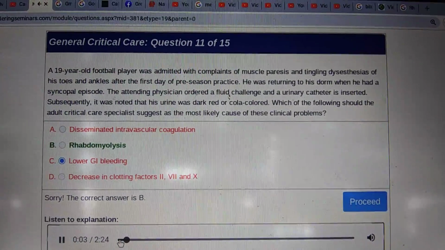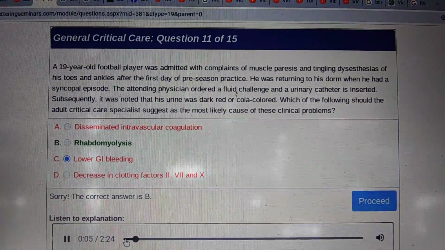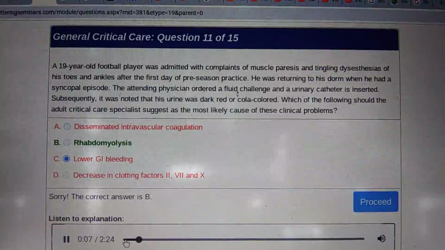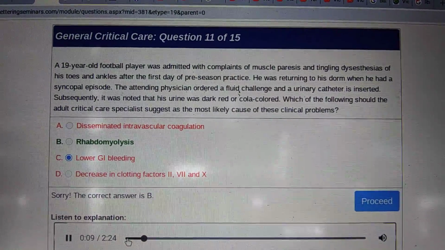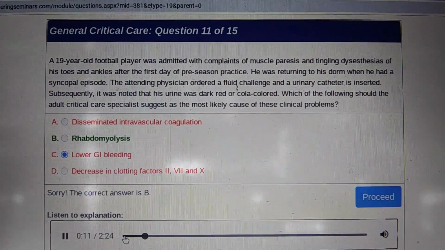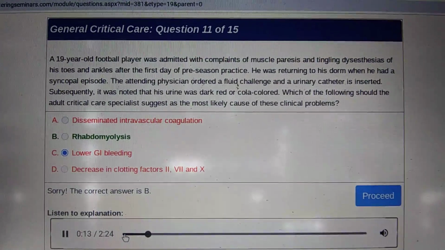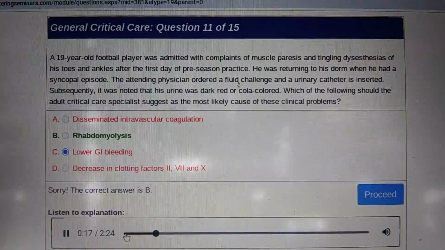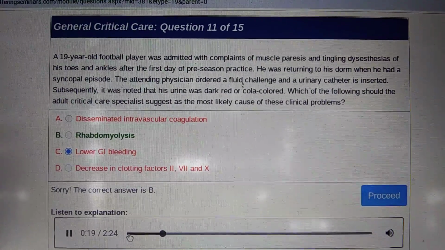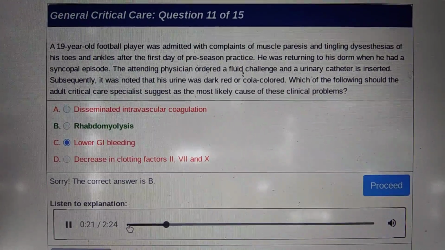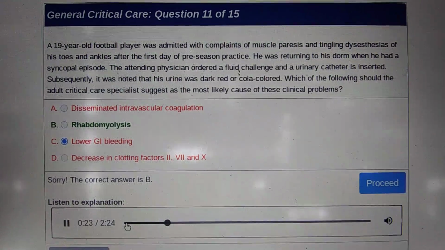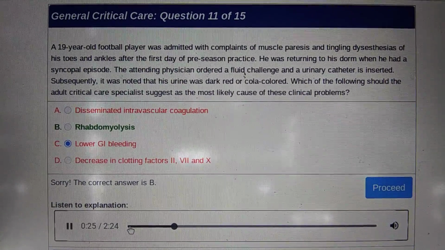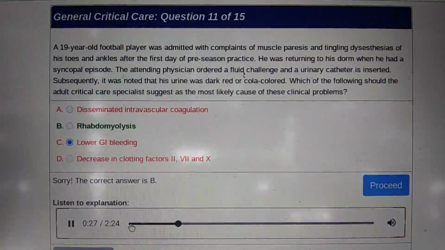Football player who was admitted with complaints of muscle paresis and tingling dysesthesia of his toes. Okay, some big words there, and ankles, after the first day of preseason practice. Now what's important is he's a football player, and he's completed a day of practice, and now he's having these complaints of trouble, muscle paresis and tingling, and things like that.